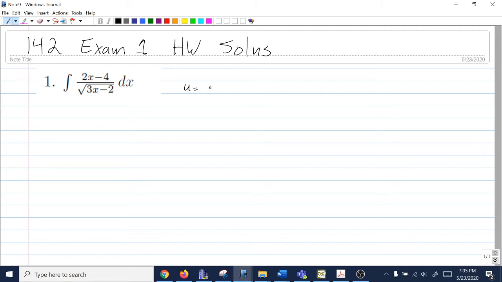Let's do a u substitution. u equals 3x minus 2, so x is 1/3 u plus 2/3, and dx is 1/3 du. What's this integral turn into? This turns into the integral of over u to the 1/2, with 1/3 du as our new dx.